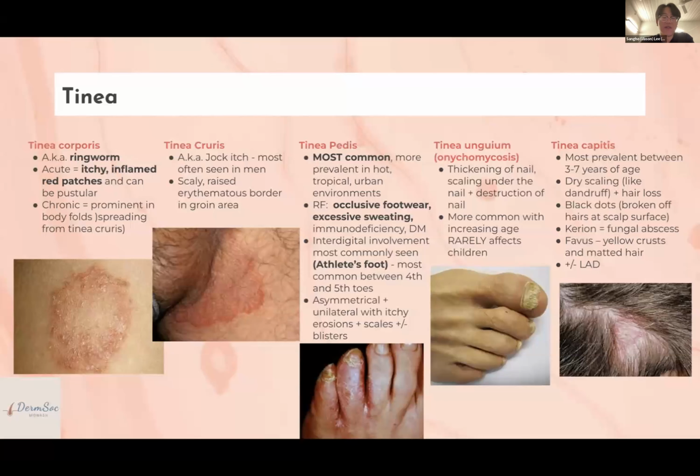So here's just a summary of the different subtypes. I think the ones to be aware of are tinea corporis, which is the ones you find on the skin of the body, also known as ringworms, and tinea pedis, since this one's the most common form found on feet in most areas, also known as athlete's foot. So have a look through this slide and just be familiar with the photos.